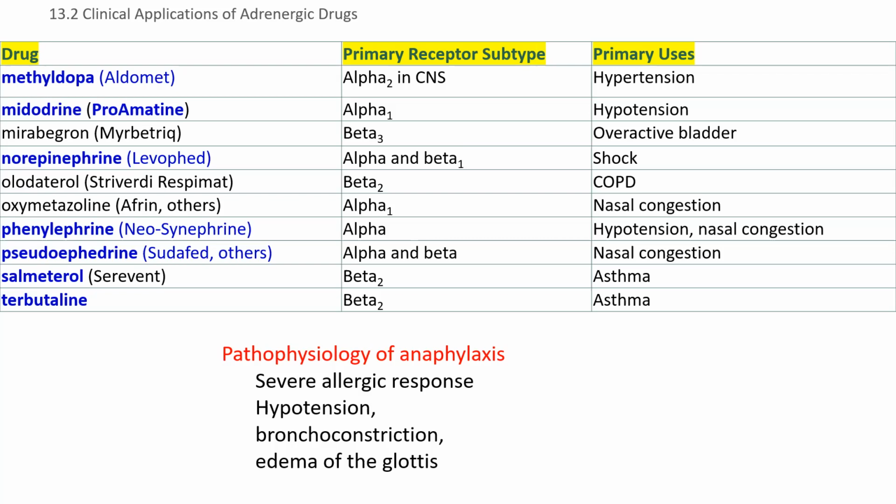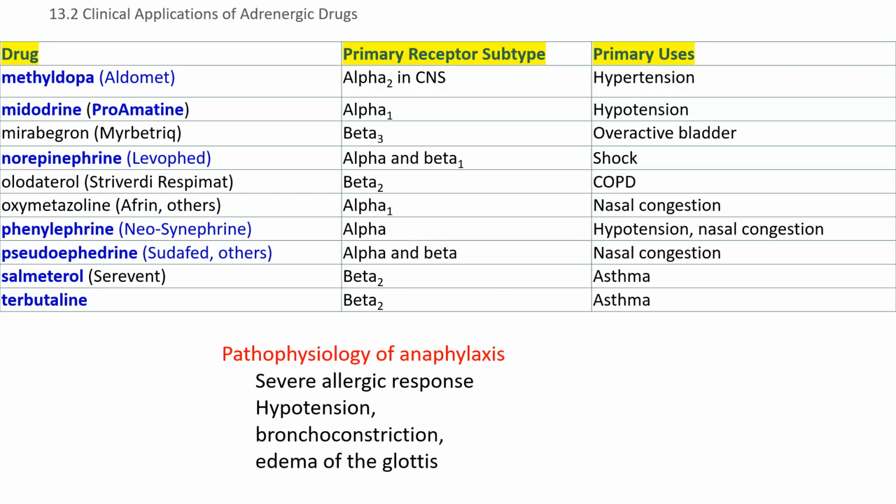Phenylephrine, or Neo-Synephrine, is an alpha agonist. It's effective in hypotension and nasal congestion. It's the nasal decongestant. Pseudoephedrine, like Sudafed, which is over the counter, is an alpha and beta receptor agonist, and it's very effective in nasal congestion. Because these medications are vasoconstrictive, they should be discussed with the prescriber for patients with a history of hypertension.